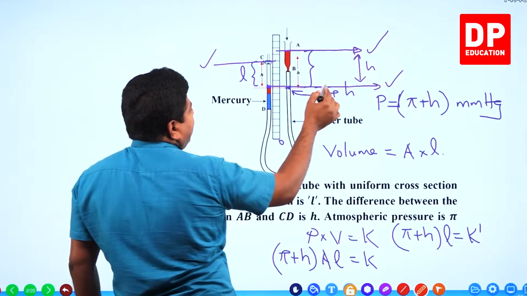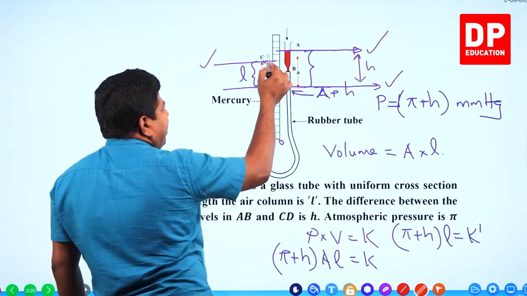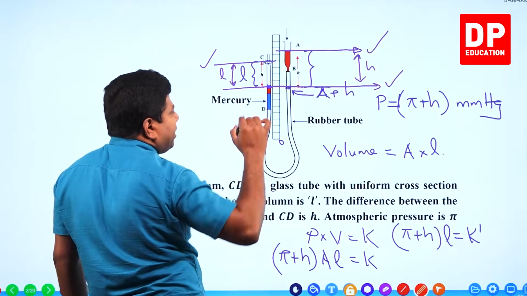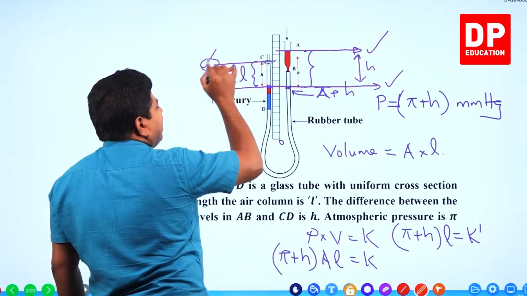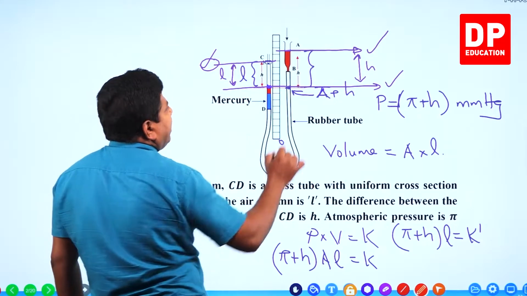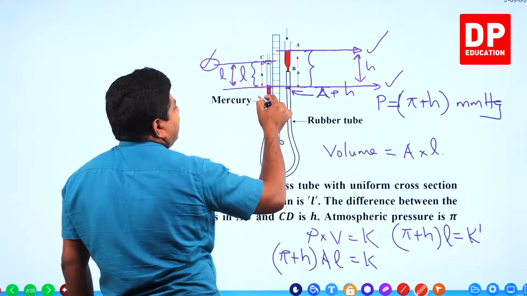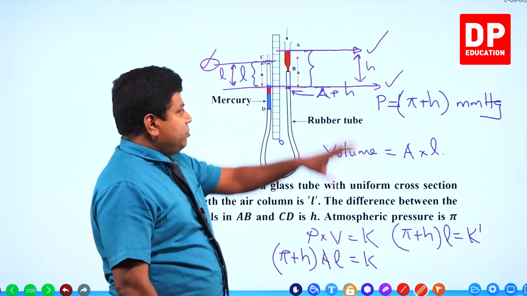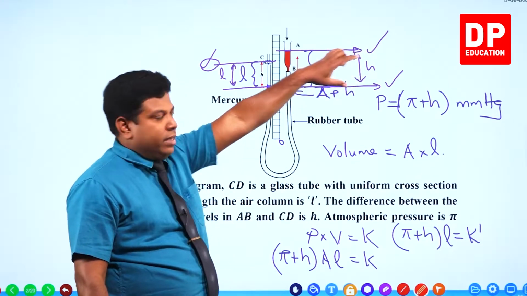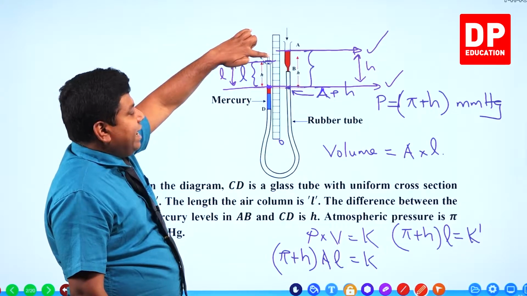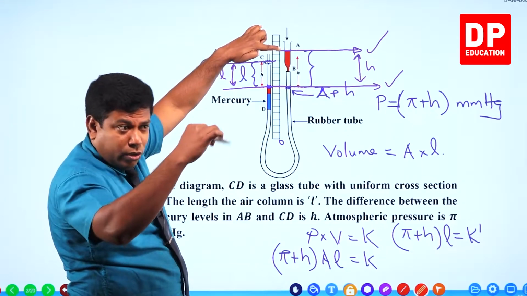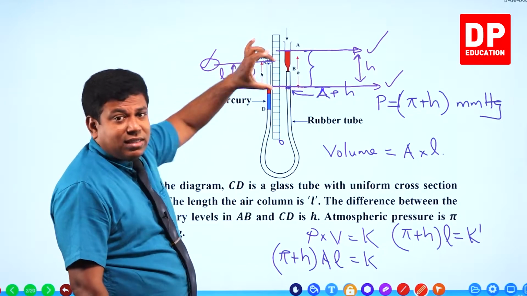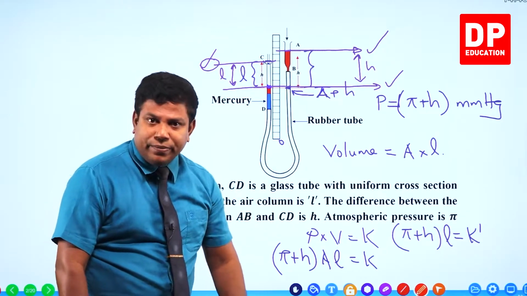Then the difference between this mercury level and the closed end will give you L. So every time, the new reading you have to take is basically the mercury levels. Where is the mercury level? Get the mercury level readings. The difference between mercury levels will be H. The difference between the closed end of the tube and the mercury within it will give us the length of the air column in that. Right?